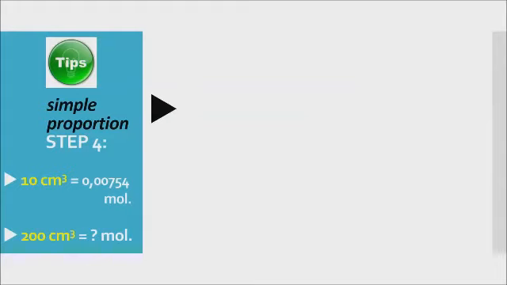I must now go to step number 4. And what does step number 4 tell me? Step number 4 says, well, you know 10, you might as well know 200. Let me go here to the side and see where we are now. We say we know 10 cubic centimeters. So how much is 200 cubic centimeters?